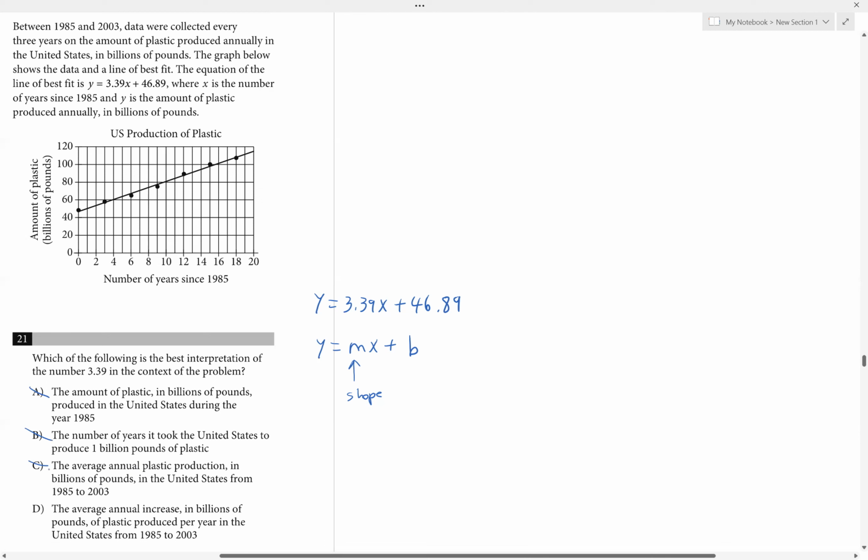So we're looking for the change, the amount of increase. That should be letter D, because D says the average annual increase in billions of pounds of plastic produced per year in the US from 1985 to 2003. The keyword here is the annual increase. This is how much it changes from year to year, so that's a rate of change. That's what we're looking for, so that will be our final answer for number 21.